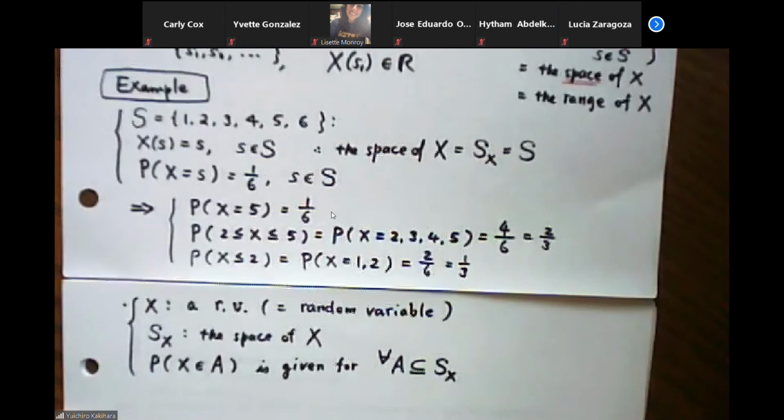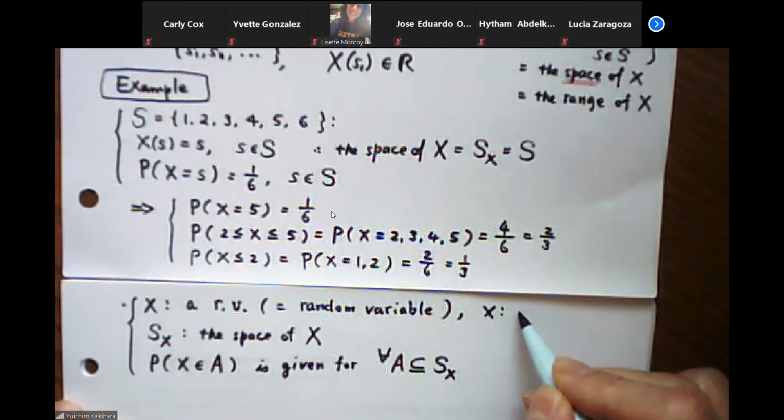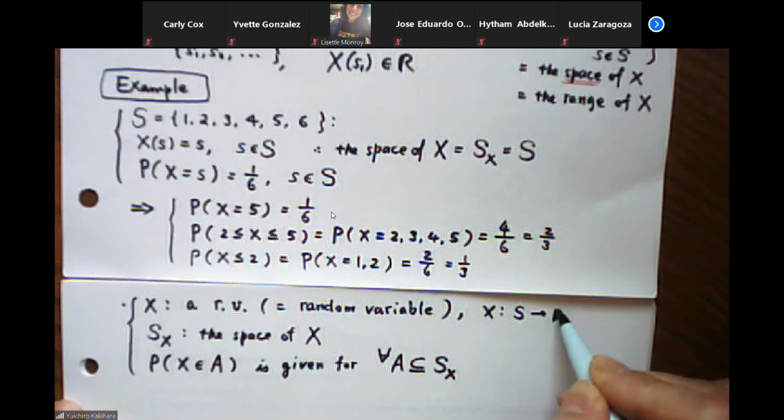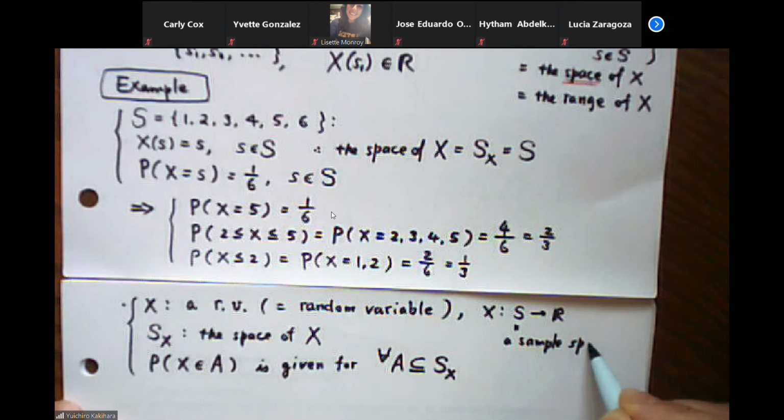So these three things are given. Random variable is given. Random variable is a function. X is a function from S to R. This S is a sample space again. Sample space is a set of all outcomes of an experiment. And then this S sub X is the space of X, that is the range of X, as we have observed.